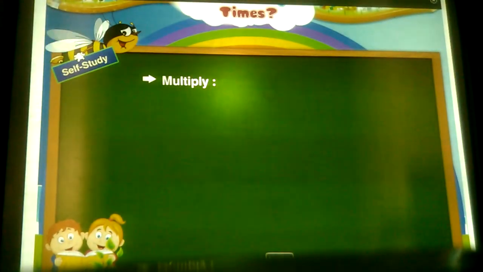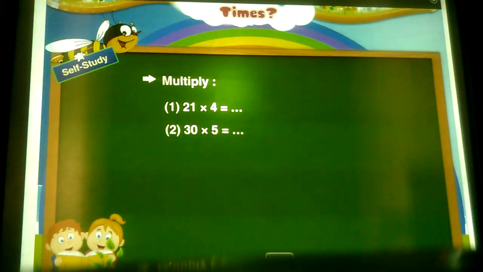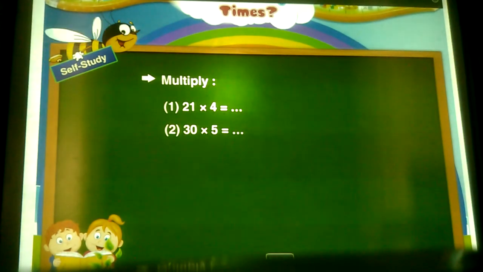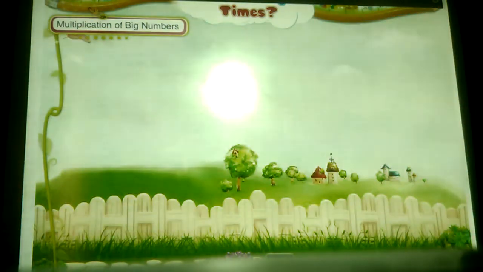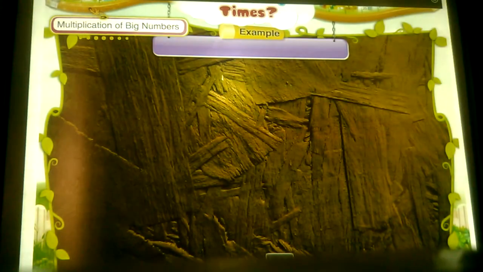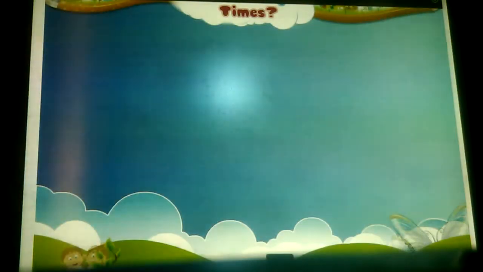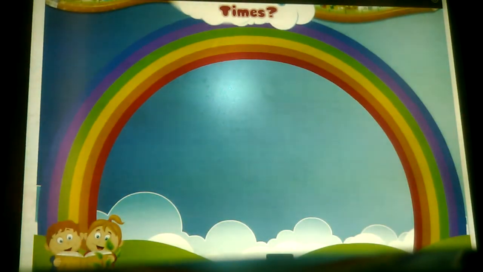Self-study. Multiply. 1. 21 into 4 is equal to dash. 2. 13 into 5 is equal to dash. Example. Self-study.